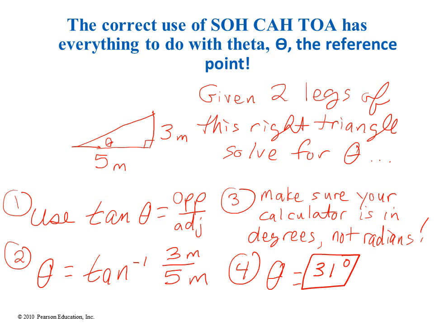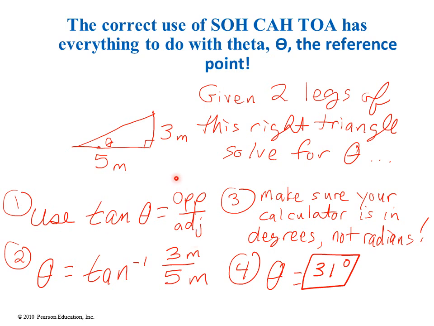Alright, so here's an example. Given two legs of this right triangle, solve for theta. So you've been given 3 meters and 5 meters. I gave you theta. So here it is. And you look here, the 3 meters is opposite and the 5 meters is adjacent. So let's use the function that has the opposite and the adjacent. Isn't that a good idea? Yeah, let's do that. So we're going to use tangent of theta equals opposite over adjacent.